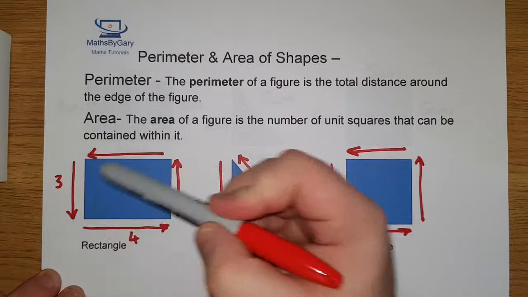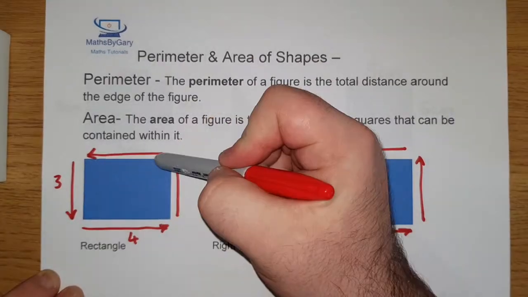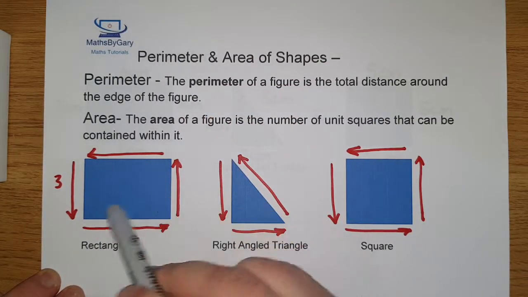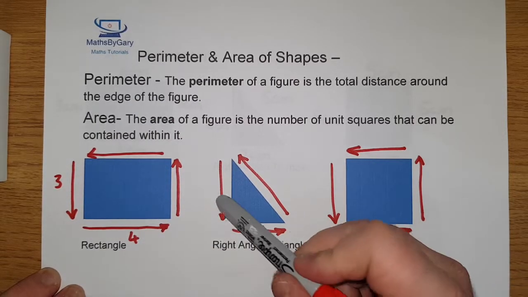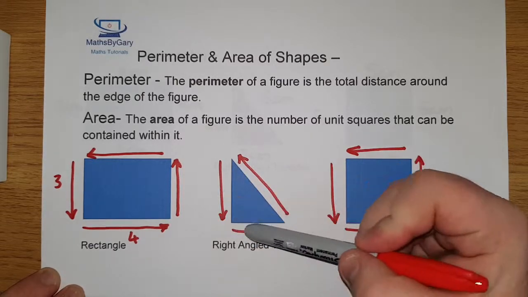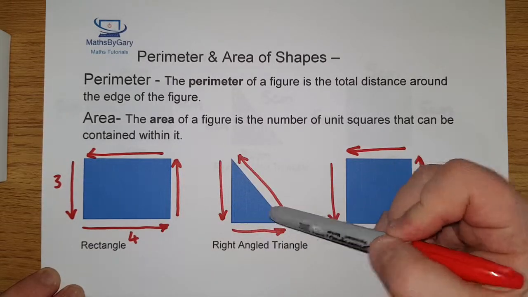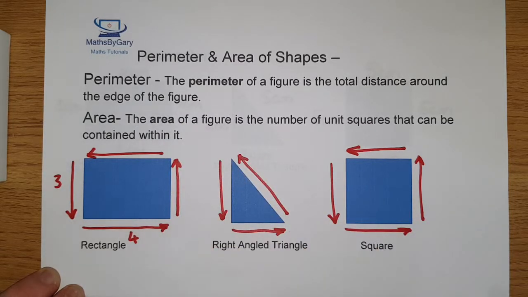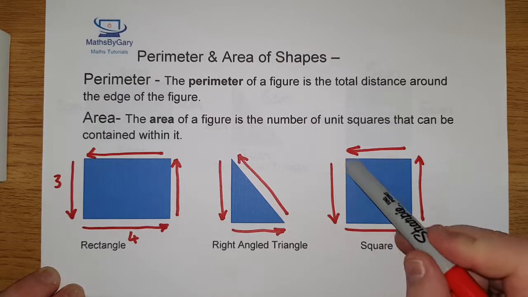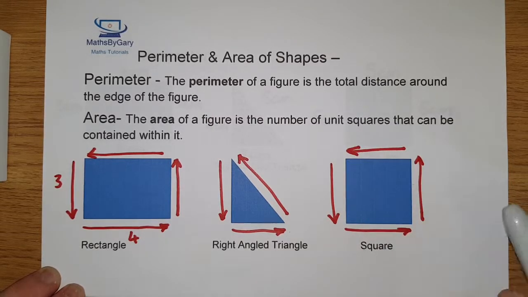So we have 1, 2, 3, 4. These four sides added together give you the perimeter of the rectangle. Then we move on to a right angle triangle, which has three sides. The three sides, 1, 2 and 3, added together give you the perimeter of the triangle. And then lastly, the square. The four sides of the square, 1, 2, 3, 4, added together give you the perimeter of the square.